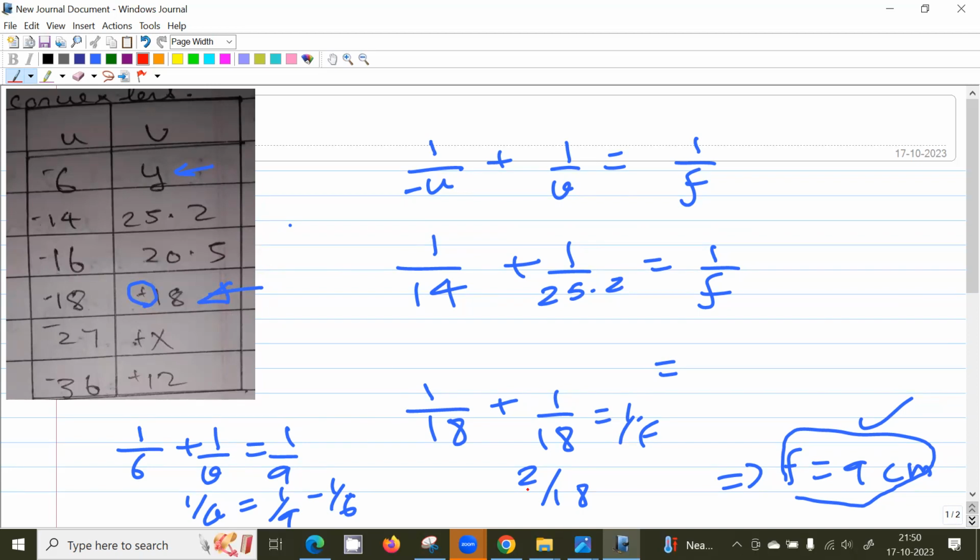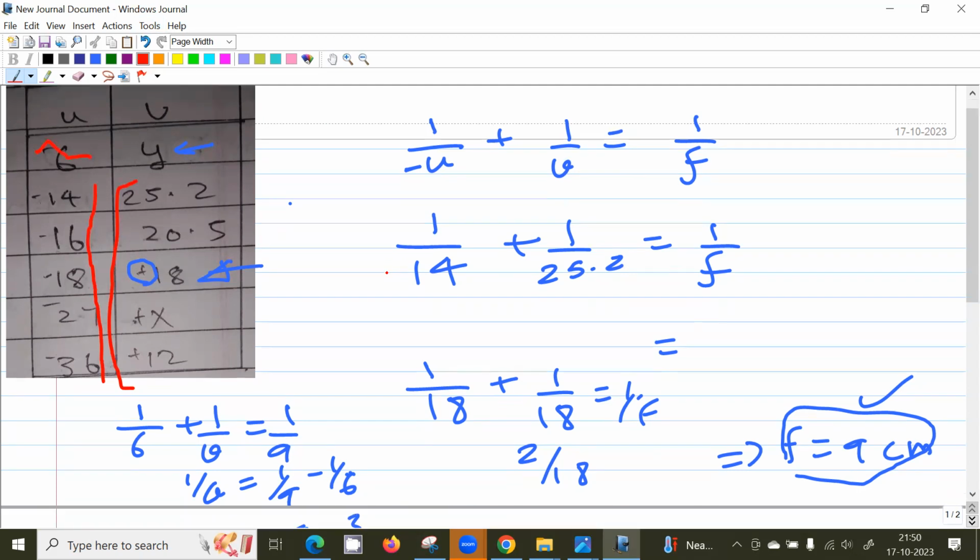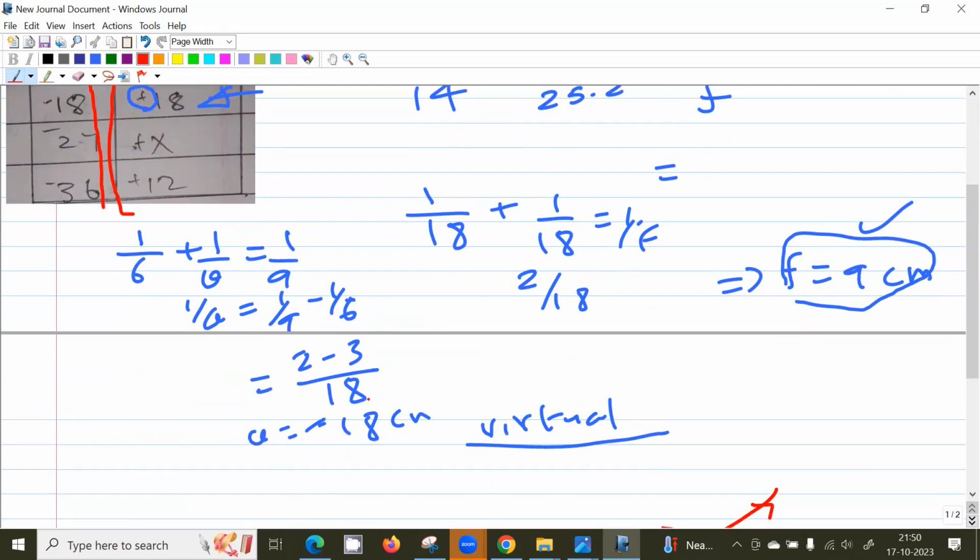Here the focal length is 9. So greater than 9, V will be positive. It's beyond the focal point, so obviously V is positive here. Only the first one is within the focal length, so the image is virtual and V will be negative, minus 18.